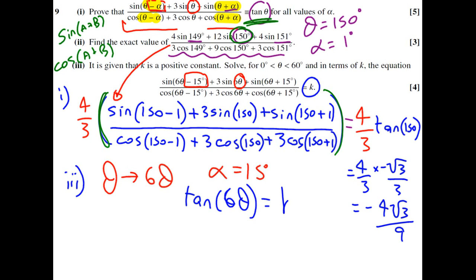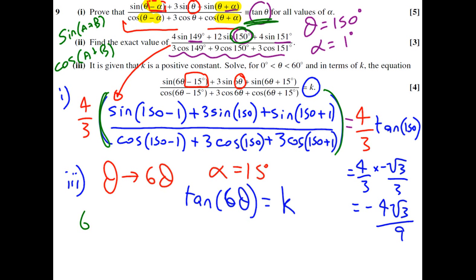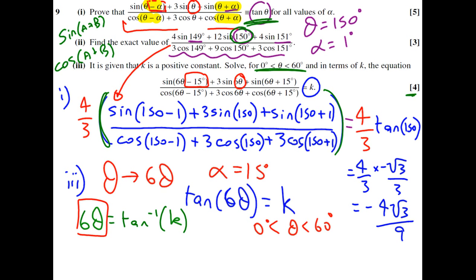So tan of 6 theta equals k. When we solve this, we do tan to minus 1, we get 6 theta equals tan to minus 1 of k. Now let's think about why it's a 4-mark question, not just say a 2-mark question. The reason is because you've got the fact that theta is between 0 and 60 degrees. And you've just found a solution for 6 theta. So to extend the range for 6 theta, we're going to times by 6. So 6 theta is between 0 and 360 degrees.